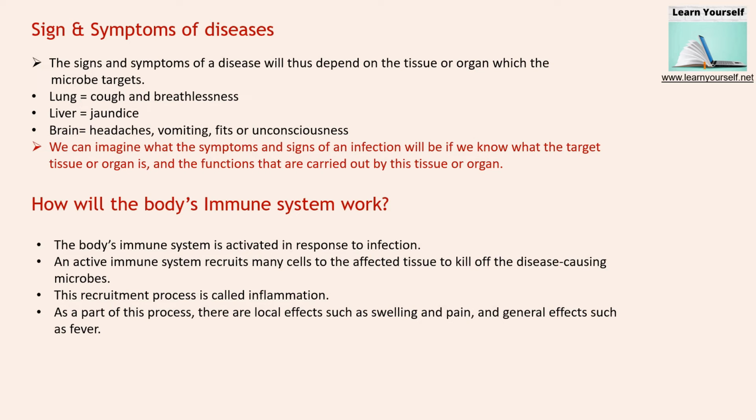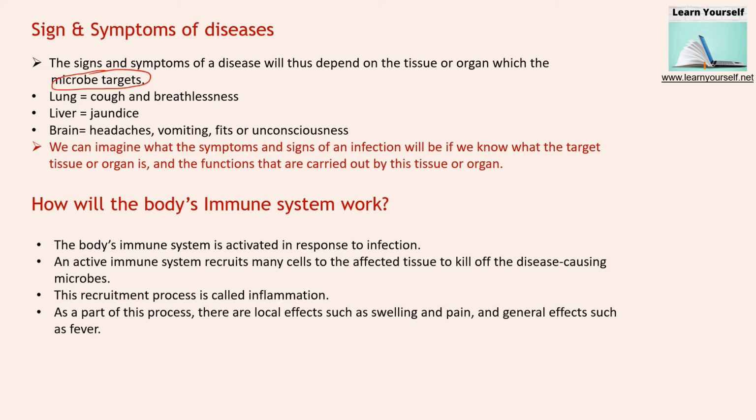So the signs and symptoms of disease will thus depend on the tissue or organ which the microbe targets. So a microbial infection will happen in one specific organ and target that organ. For example, if the lung is being targeted, then the possible symptoms are cough and breathlessness. If the liver is being targeted, the possible symptom or disease will be jaundice. If the brain is being targeted, then it can be headaches, vomiting, fits or unconsciousness.